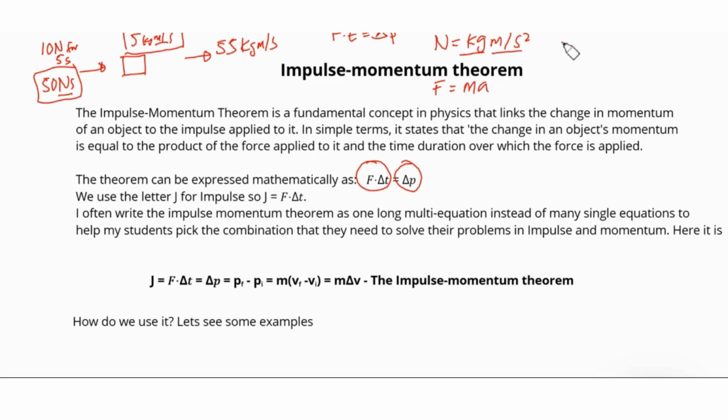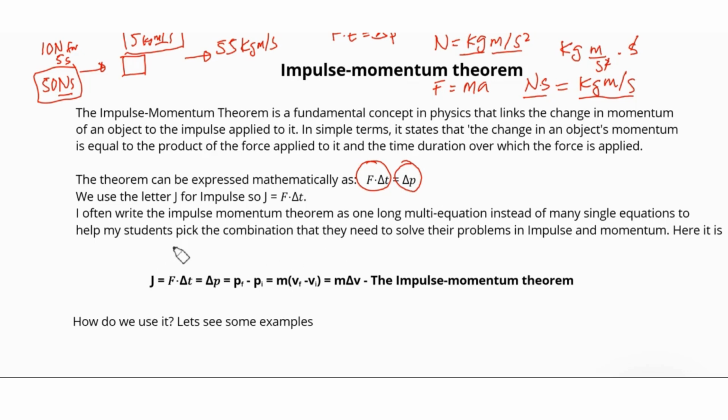And so if I take kilograms meters per second squared, which is newtons, and I multiply it by seconds, 1 second cancels from there, leaving me with kg·m/s. So we see that newton seconds and kg·m/s are the same units. Either one can be used interchangeably, but when we talk about momentum, we like to use kg·m/s because it's m times v. And when we talk about impulse, we like to use newton seconds because it's force times time.